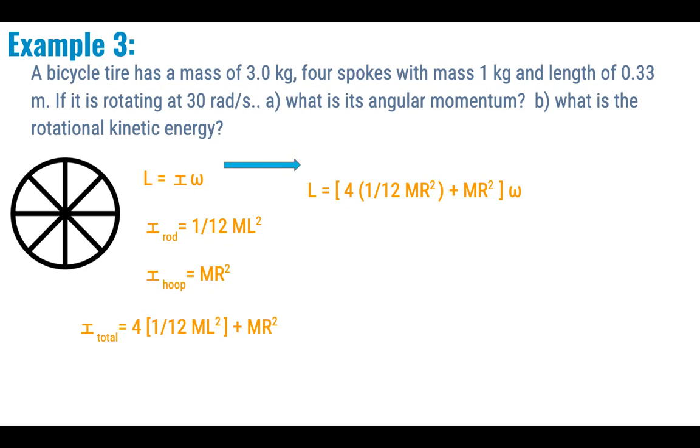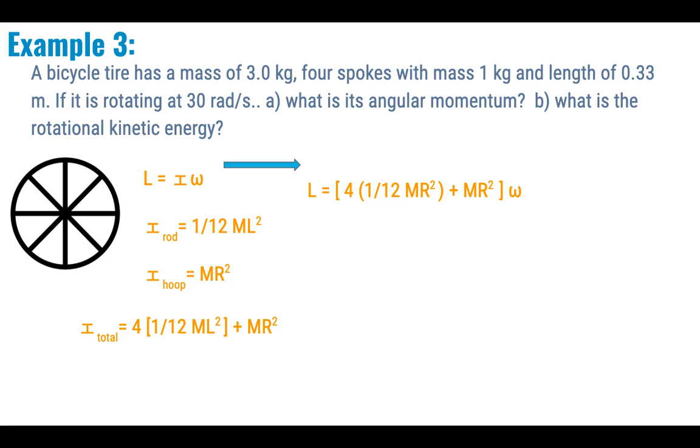So we know that angular momentum is the moment of inertia times the angular velocity, just like linear momentum, right? The rotational equivalent of mass is inertia. The rotational equivalent of velocity is angular velocity. So we're going to substitute in I total for I.